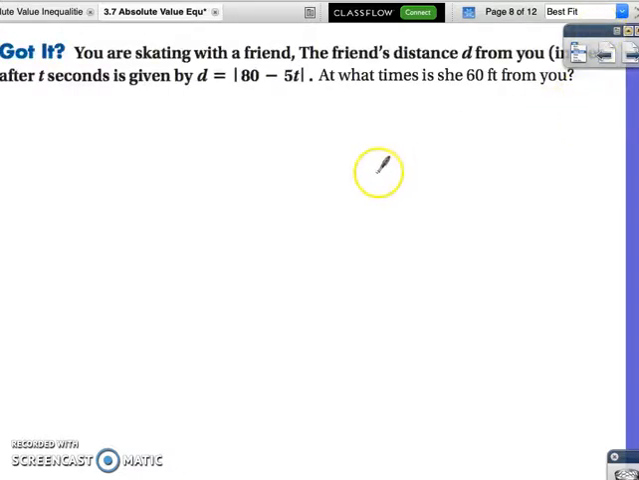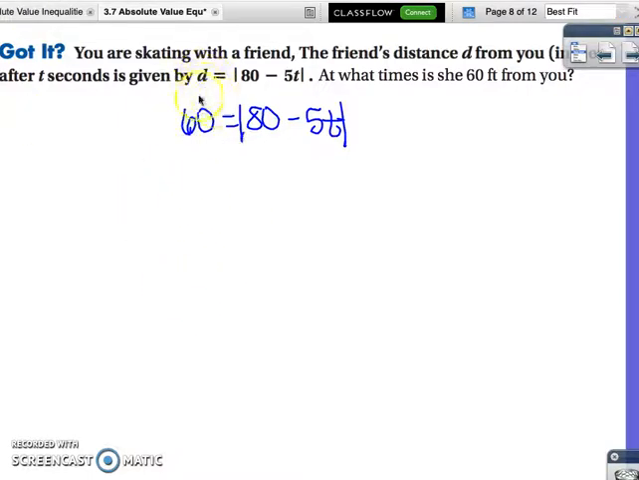All right, if you are skating with a friend, the friend's distance from you in feet after t seconds is given by d equals the absolute value of 80 minus 5t. At what times is she 60 feet from you? So the distance is going to be 60. So d is representing my distance, so 60 feet. I'm going to set it equal, I'm just going to switch the sides and drop my absolute value, just because that's how I like to solve it.